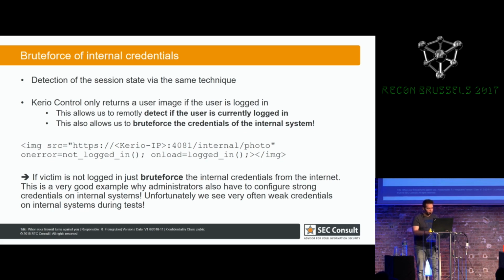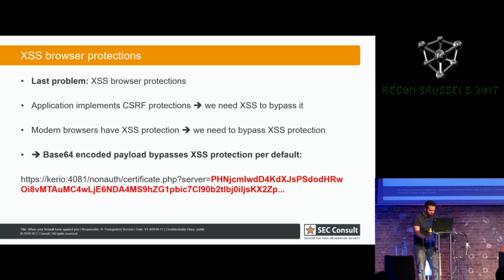So this way, even if you're not logged in, I can start some brute force attack against your internal system from the internet. And the last problem are the cross-site request forgery and cross-site scripting protections. In the first attack, we were using cross-site scripting to bypass the cross-site request forgery checks. In these cases, we were lucky because they were doing some strange stuff with Base64, and using this, we were able to bypass all the protections.